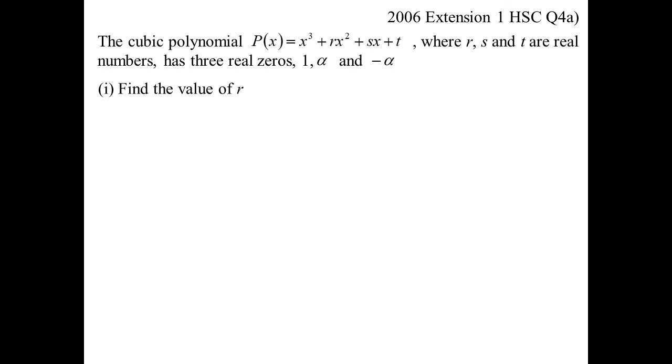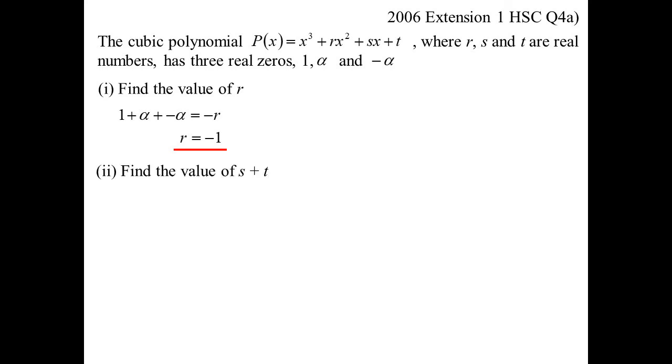We have a cubic. R, S and T are all real numbers. The zeros are 1, alpha and minus alpha. Find the value of R. Well, this time we'll take advantage of the one's alpha and one's minus alpha. So if we do sum of the roots 1 at a time, now they'll cancel out. So sum of the roots 1 at a time leaves me with R being -1.